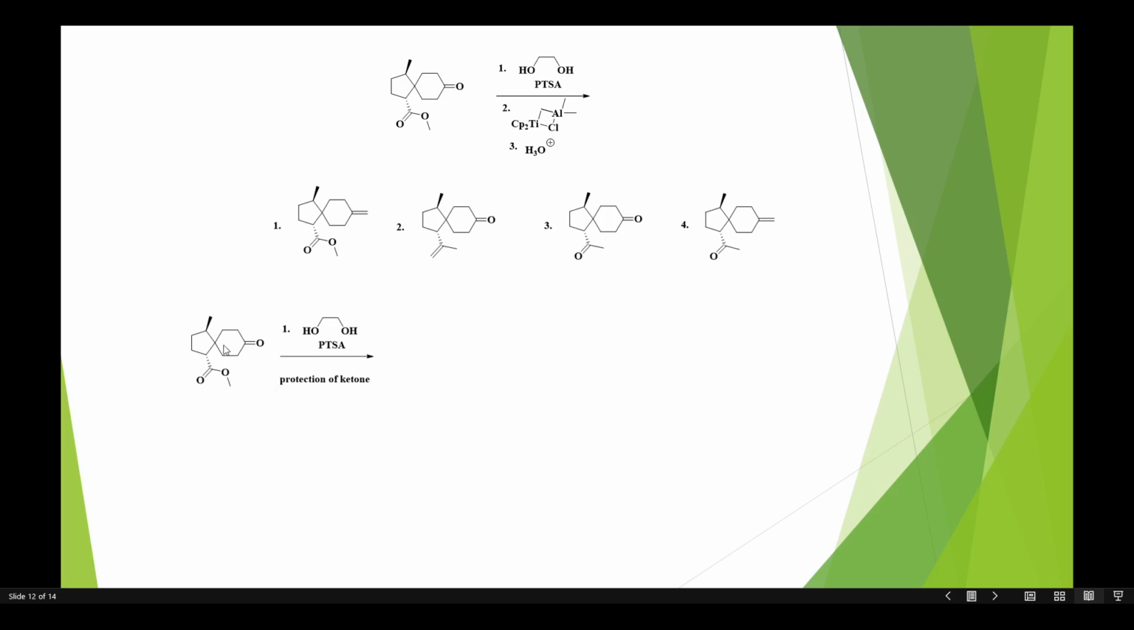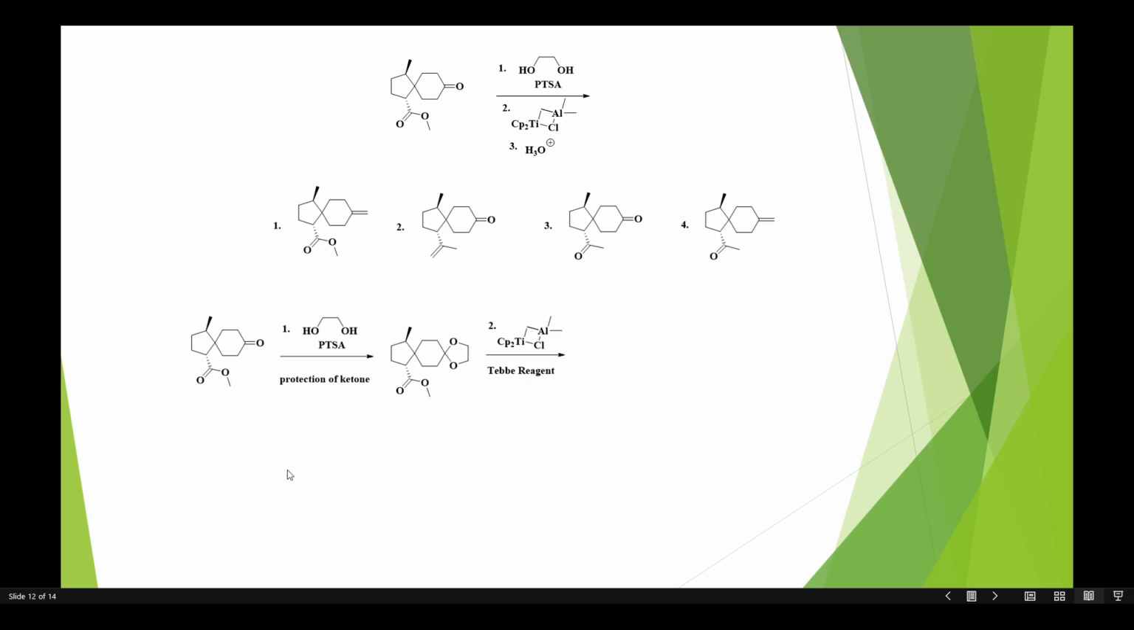First, there will be protection of the ketone in the presence of the 1,2-diol and paratoluenesulfonic acid. The protection of the ketone will happen. After that, the Tebbe reagent we are using will convert our ester. If you don't protect, then it will react with our keto first. Then only after that it will react with our ester. But it will react with the ester also.